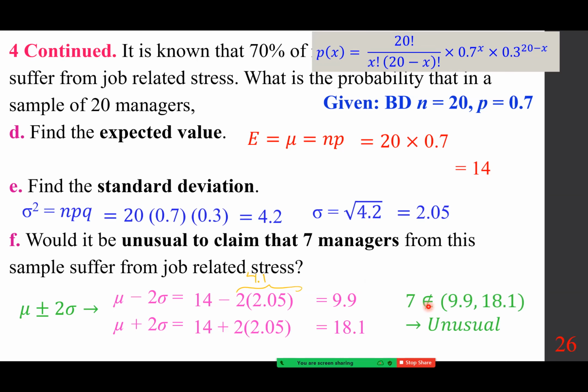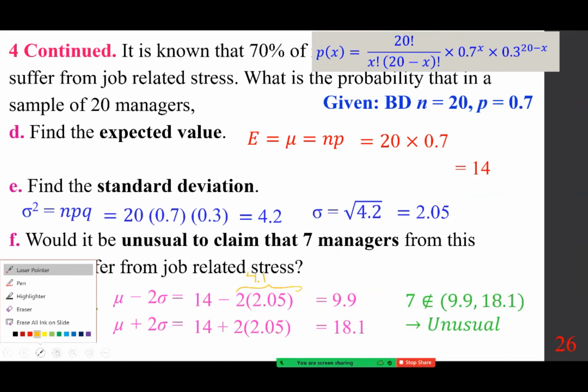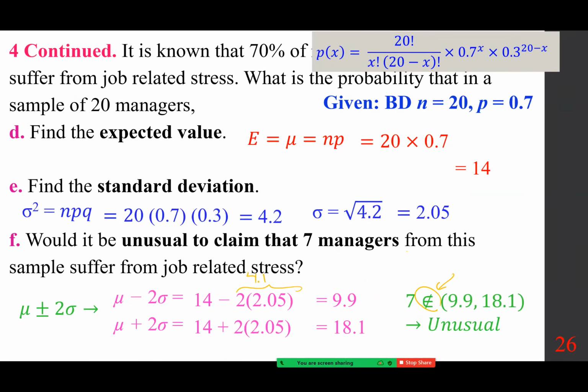7 is not an element of it. 7 doesn't belong there. The notation in set theory, this symbol, is read as "not an element of." If we had it without this line, it would be "an element of." 7 is not in between. If it were in between, it would be usual. Since it's not, it's unusual.